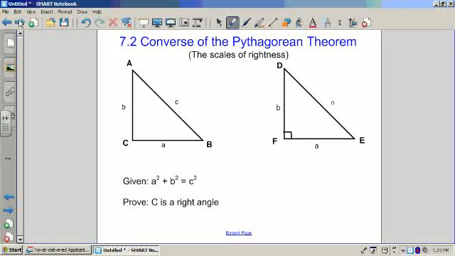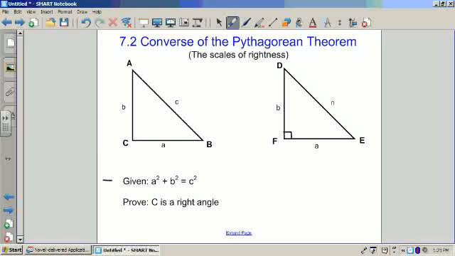How do we know the converse of the Pythagorean theorem is actually true? I'm going to be given a squared plus b squared equals c squared, and I need to prove that I have a right triangle, and in this case, I'm going to prove that c is a right angle. I know a squared plus b squared equals c squared. I'm going to use that in a minute.